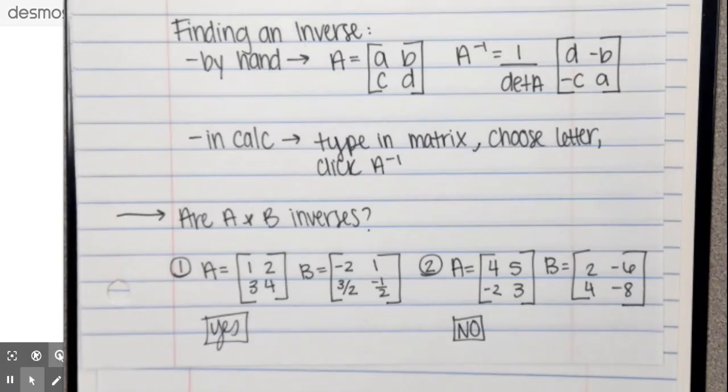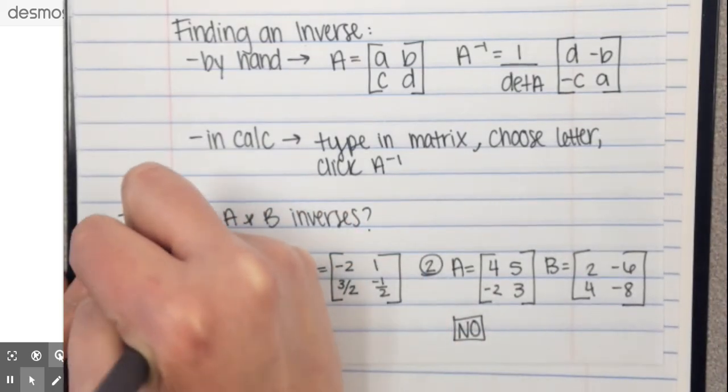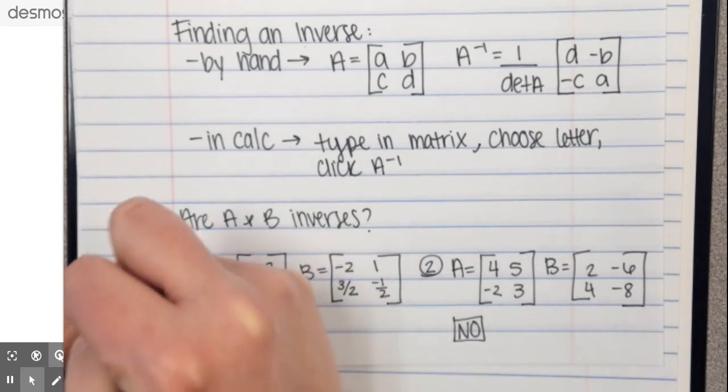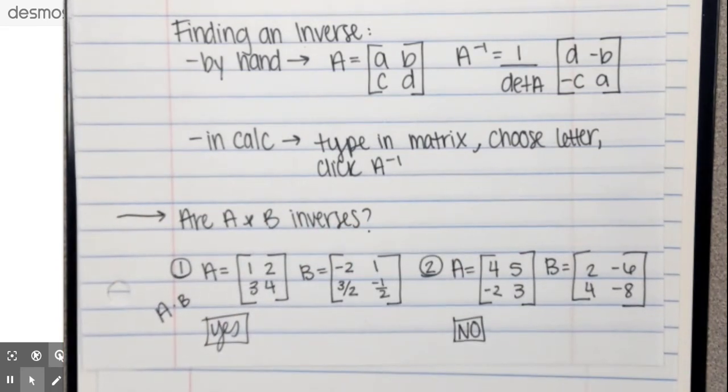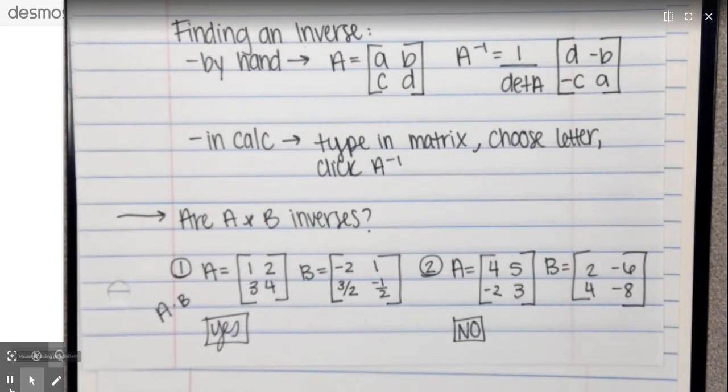So to figure out if they're inverses, you just multiply them and see if you get an identity matrix. Okay, so if you want to make a little note, you do A times B, and then does it equal I, or an identity matrix?